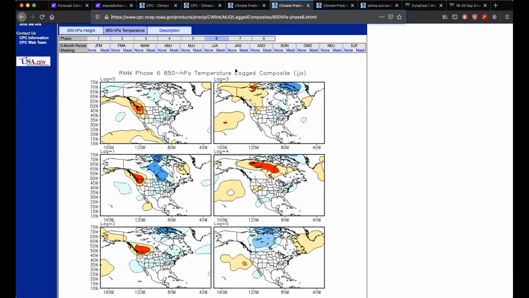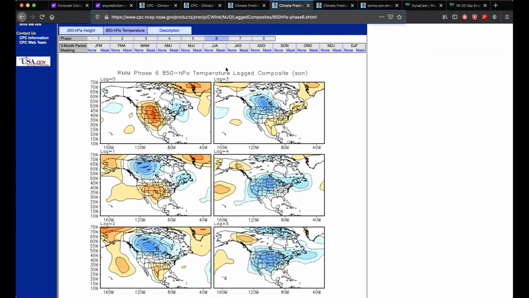And so there are different lags, and different composites based on the period. For example, right now, September, October, November, you might expect phase 6 to look something like this if it was within the 5 days of the period that you're interested in, or if it was phase 6 roughly 15 to 20 days ago.